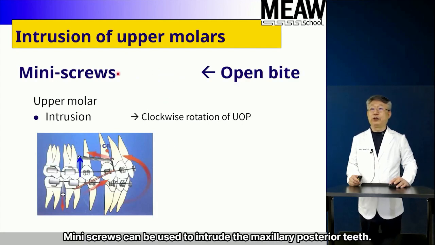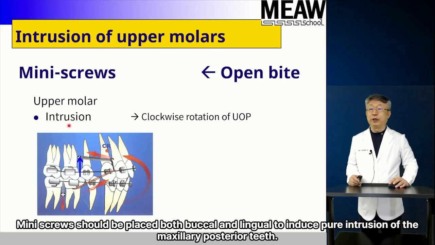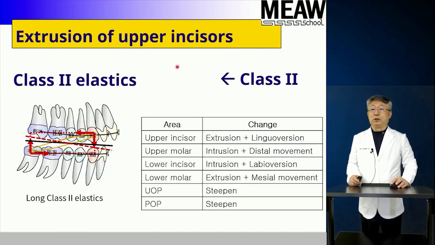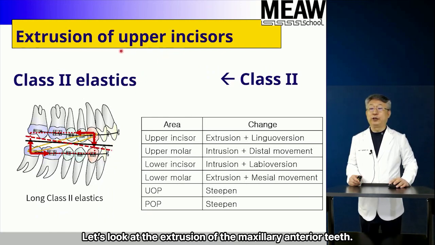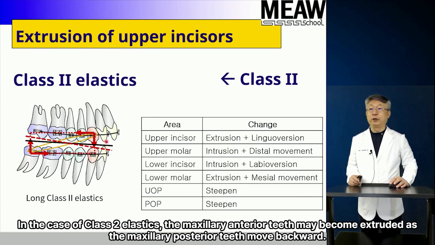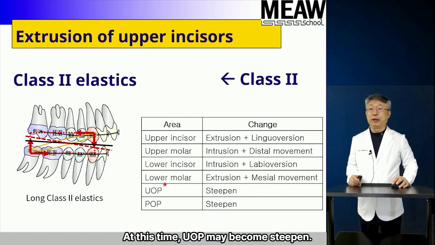Mini screws can be used to intrude the maxillary posterior teeth. Mini screws should be placed both buccal and lingual to induce pure intrusion of the maxillary posterior teeth. Let's look at the extrusion of the maxillary anterior teeth. In the case of class 2 elastics, the maxillary anterior teeth may become extruded as the maxillary posterior teeth move backward. At this time, UOP may become steeper.